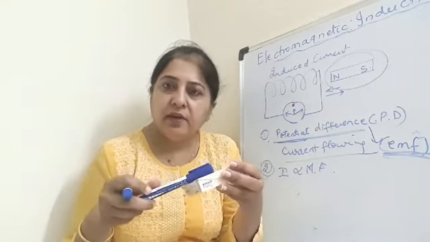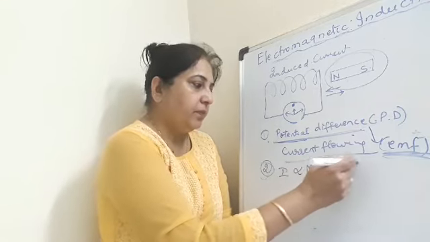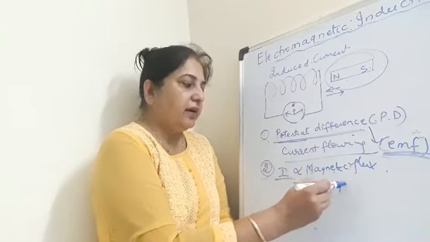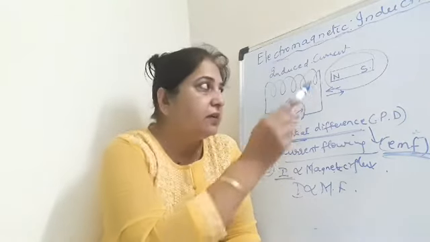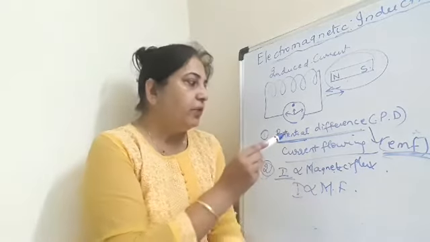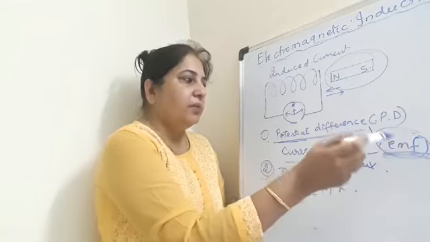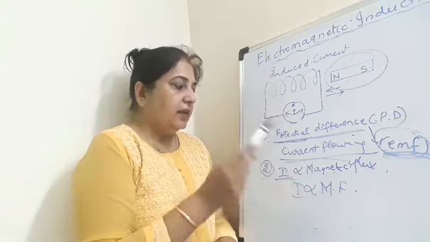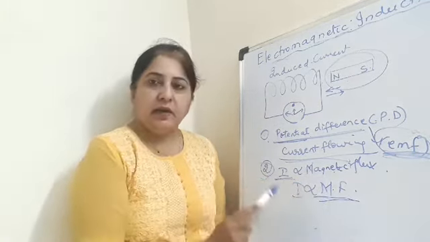For the intensity of the magnetic field, we can use the word magnetic flux. So we can say that I is directly proportional to the magnetic flux, or that it directly depends on the magnetic field which is subjected to the coil. These are the two points you have to remember: potential difference is created across the ends of the coil, which is also called the EMF, and because of this potential difference, the current flows in the coil. Then the current flowing in the coil depends on magnetic flux, that is, the intensity of the magnetic field.